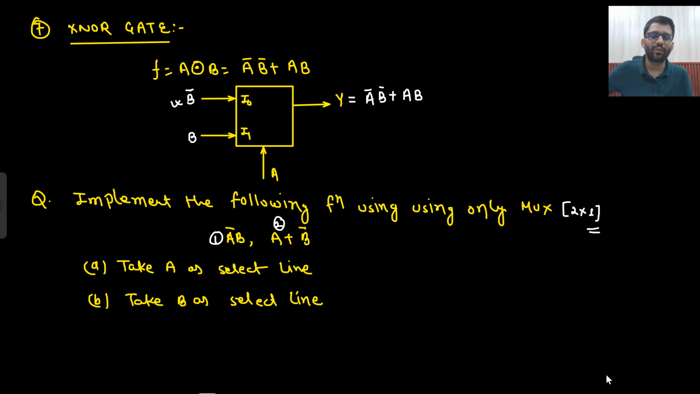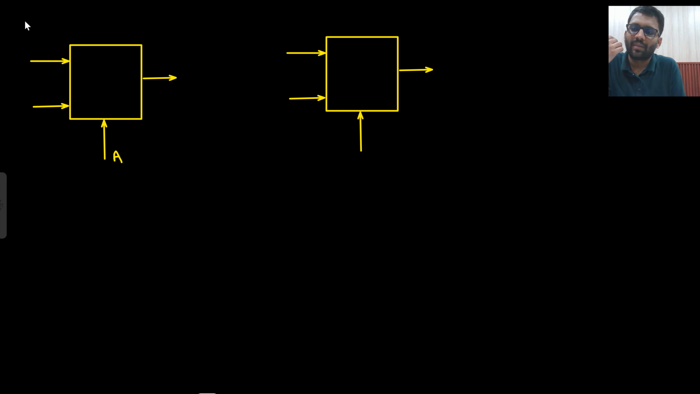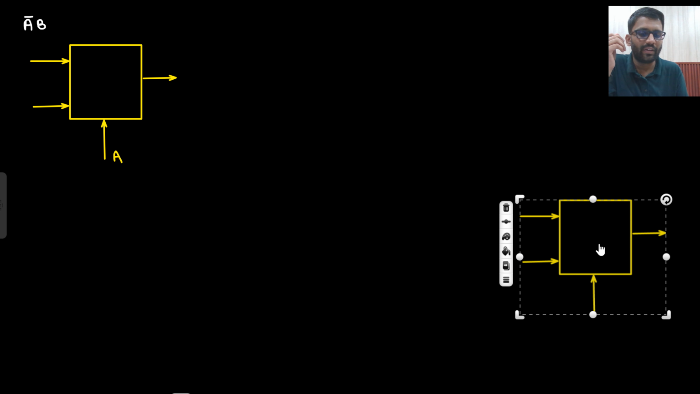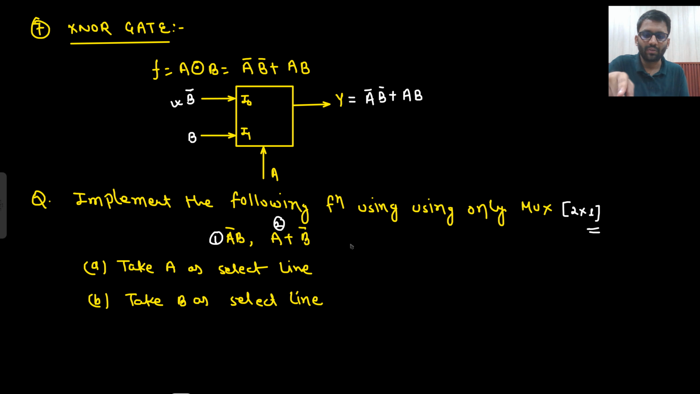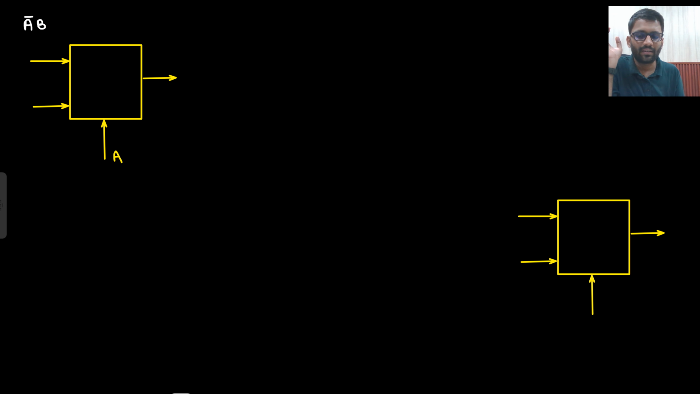Now this is the question. What do you need to implement? A bar B. So I am implementing A bar B using A as a select line. And now I only need to use MUX only, because they are saying using only MUX. I don't have any inverter or anything like that.